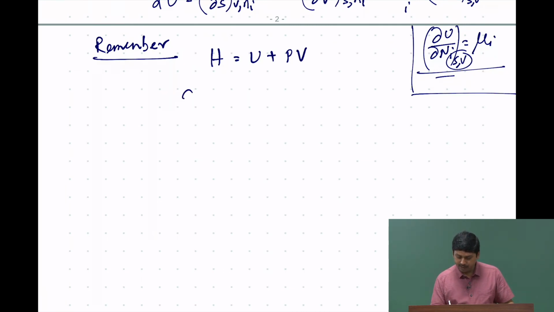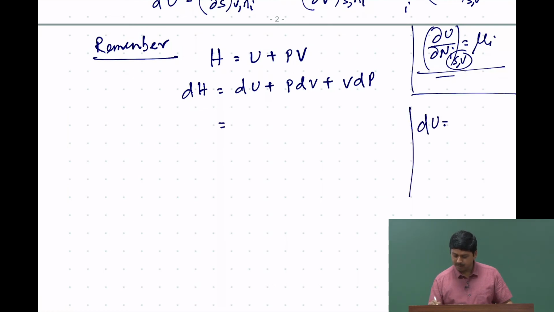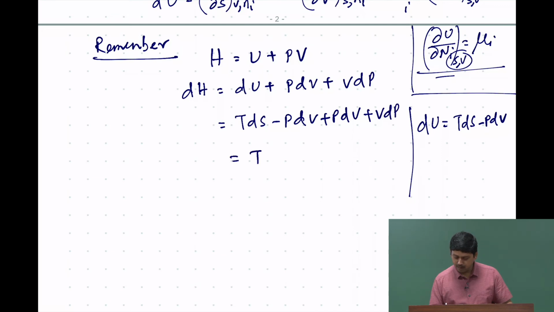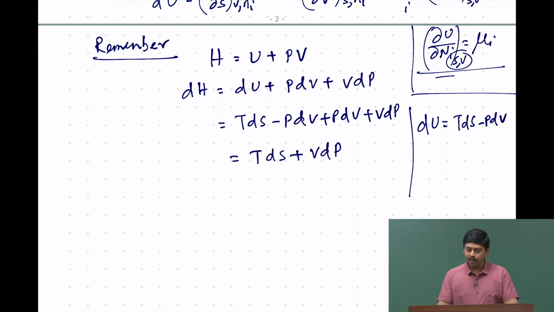So, therefore, taking the differential on both sides, it will be dU plus P dV plus V dP. But we know that dU from our earlier example is T dS minus P dV, from our equation 3. So, we can write T dS minus P dV plus P dV plus V dP, and we get T dS plus V dP. So, you see, the natural variables of H are S and P.